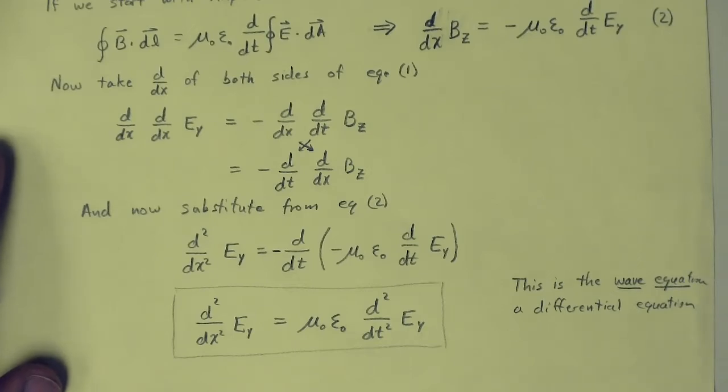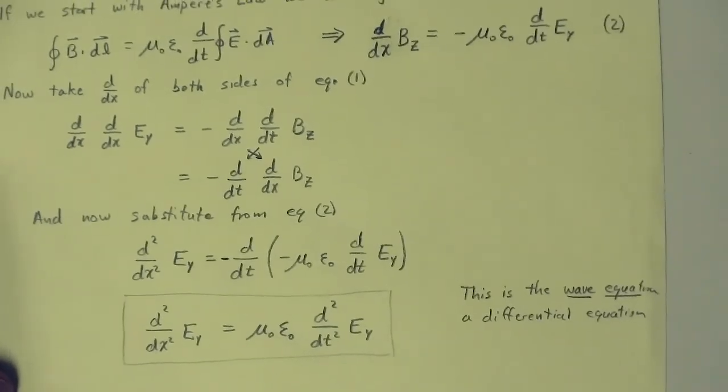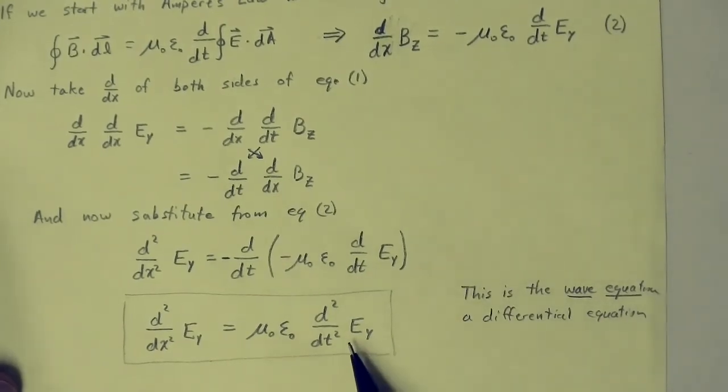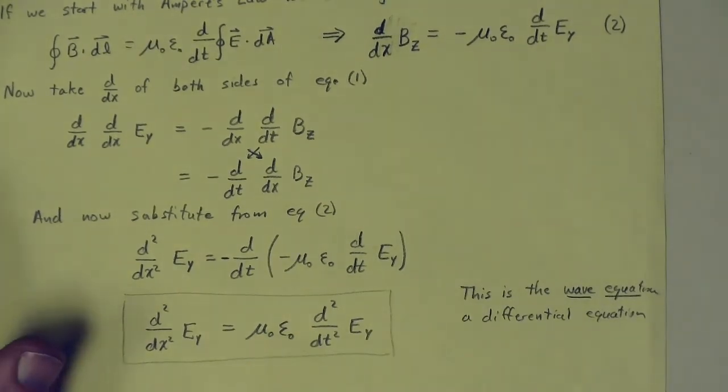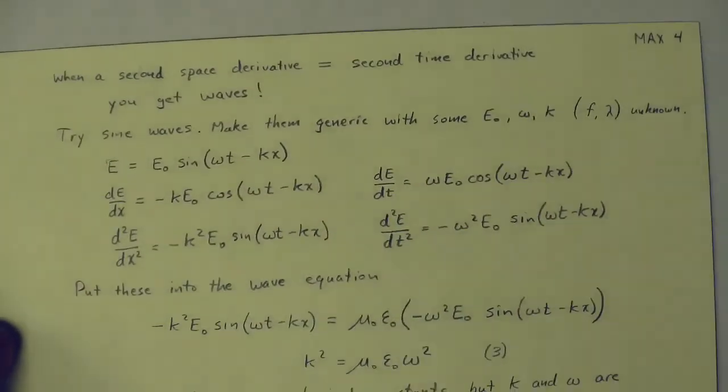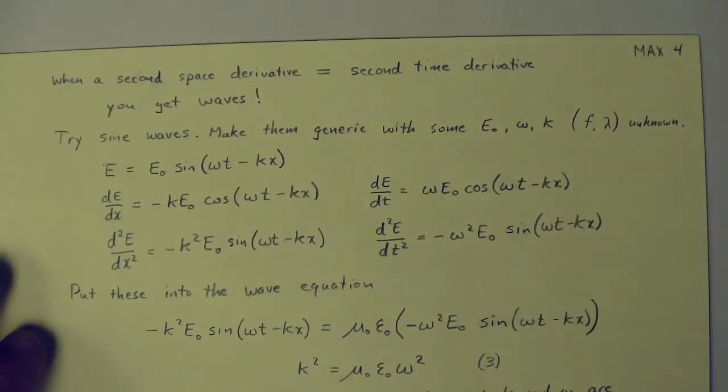This is the amazing discovery. At this point, what we have is what is known as the wave equation. Whenever you get the second time derivative related to the second space derivative, you get waves. Let's see how. Let's try putting some waves in and see what happens.